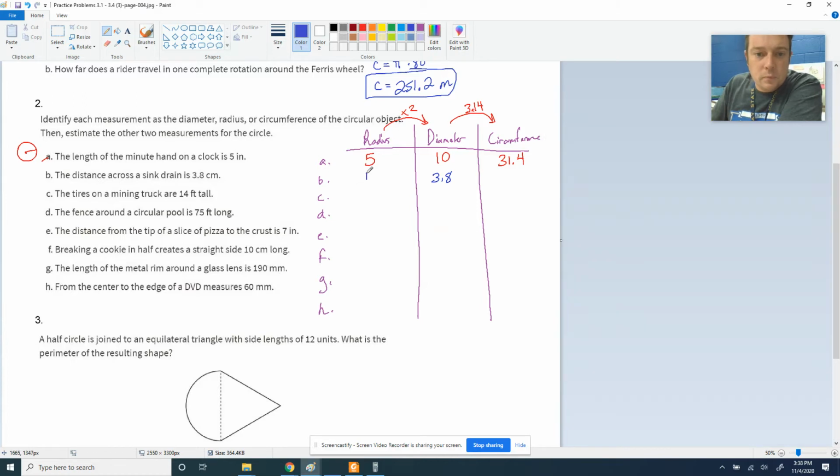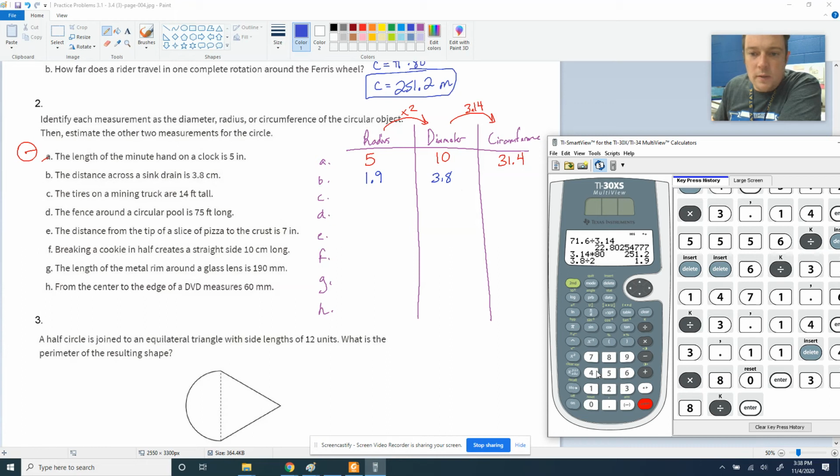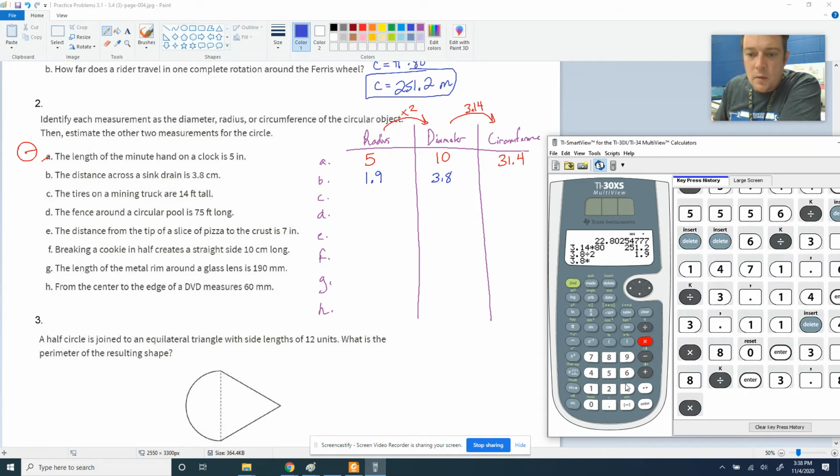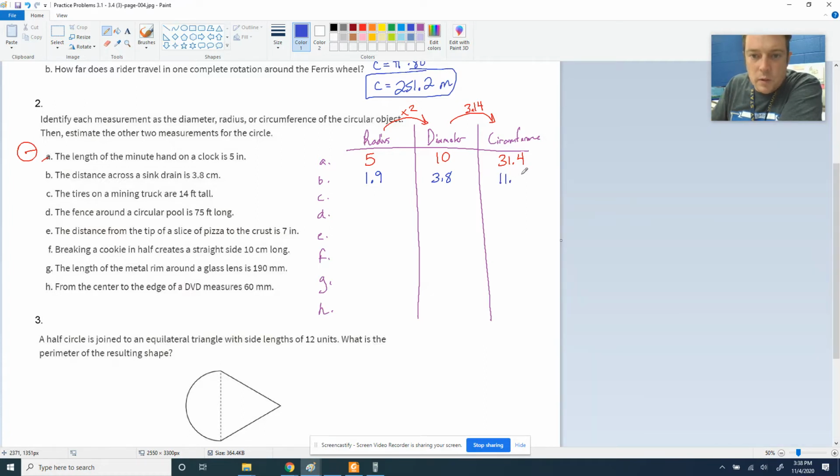1.9 is our radius. And then, of course, to find the circumference, we got to do 3.8 times pi, which is 3.14. We're going to use that as our estimate. So 11.93 is what we'll write for that one. 11.93. All right, let's move on to C.